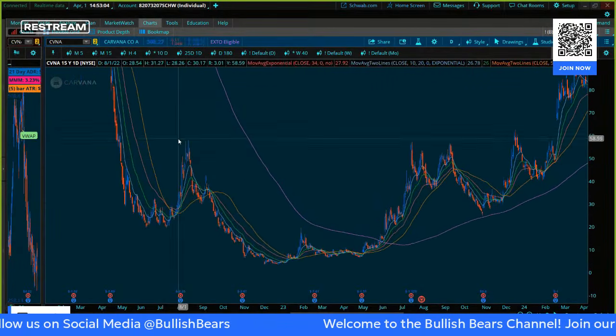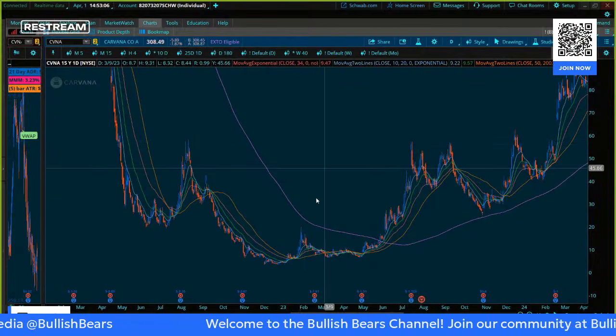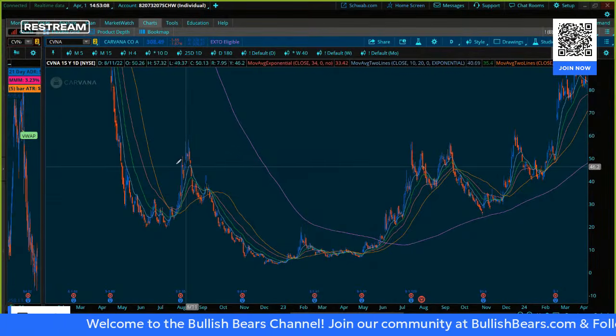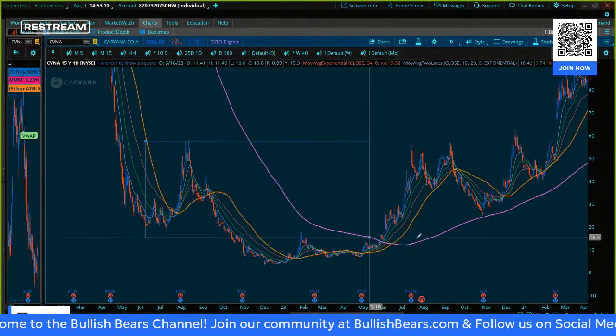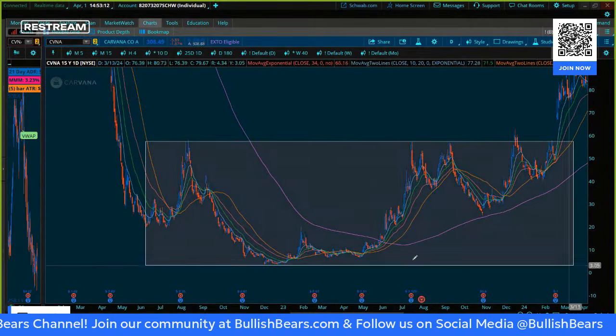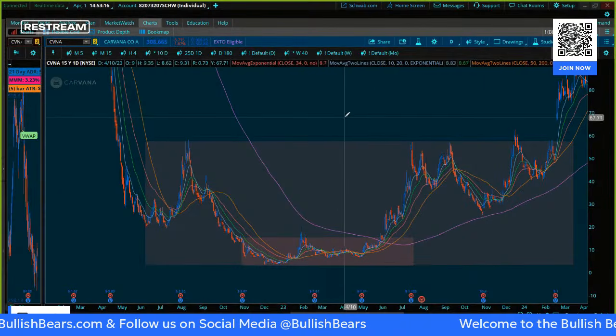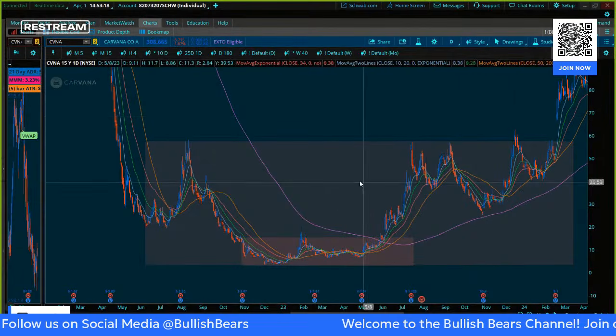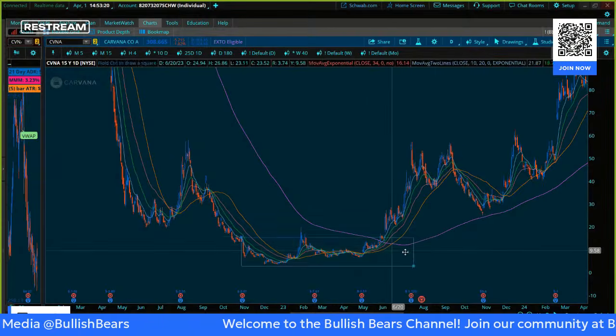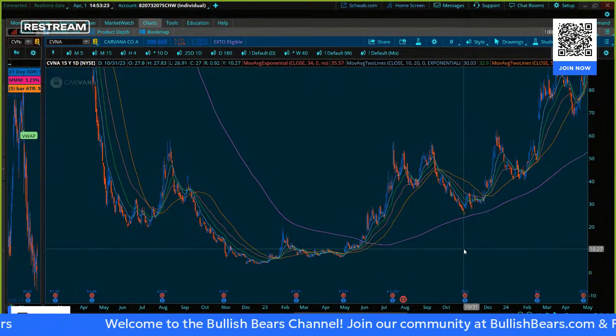And you can see, it ran back up and it tested some levels, but it was down here for a while. And it was down here for a considerable amount of time too. So eventually it crosses over, right? We begin working our way back up.